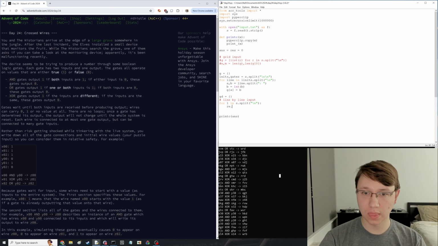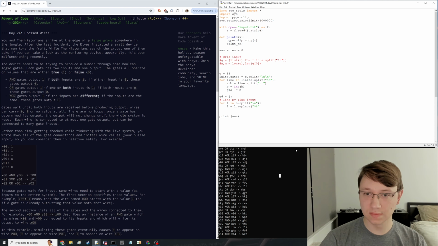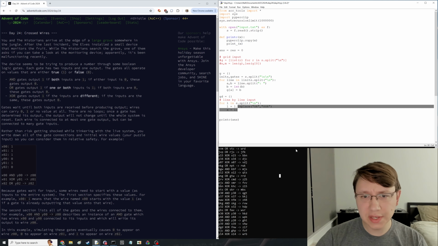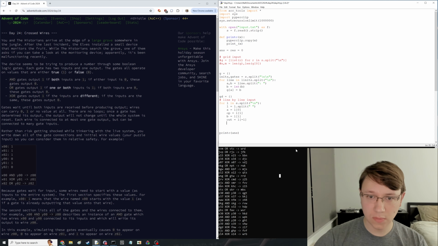Okay. Are they always 3 digits long? I think they are. Let's do this. This is a little silly, but I want to easily extract the left input. So, oh no, we can just split on spaces. That's much easier. Okay, that seems fine.